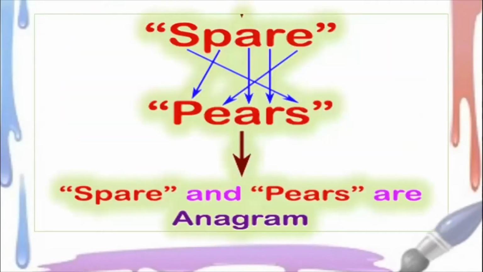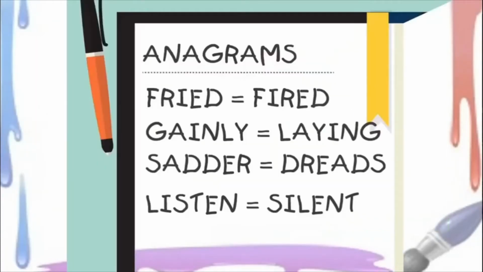Let us look at one more example here. S-P-A-R-E, spare, and P-E-A-R-S, pears. Spare and pears are anagrams of each other. So children, these were some examples of anagrams and also what the meaning of anagram is. A few more examples before we go to the next vocabulary exercise in this lesson.